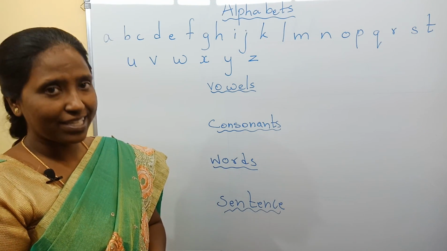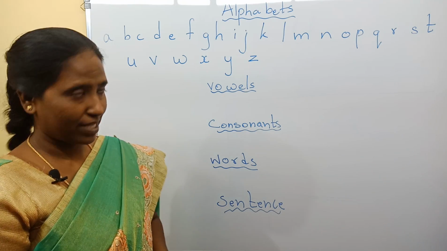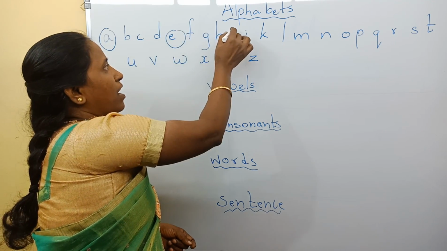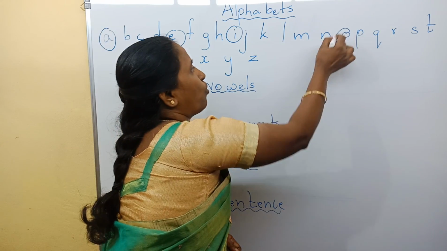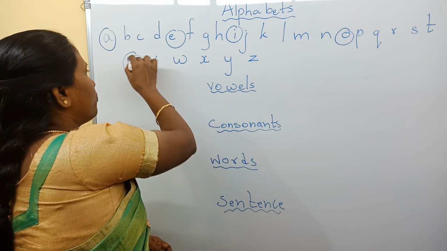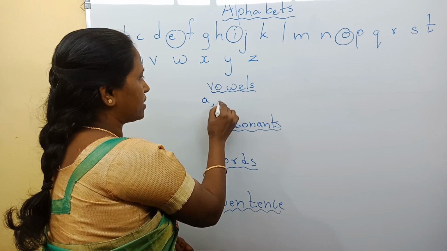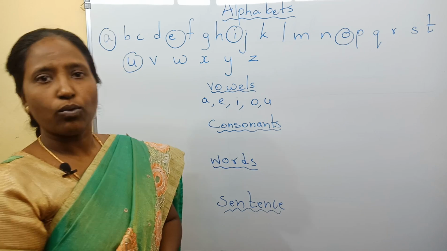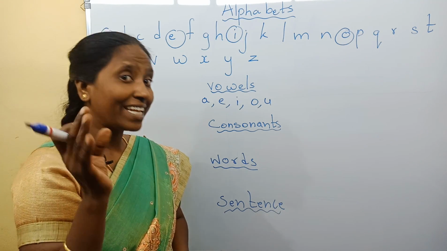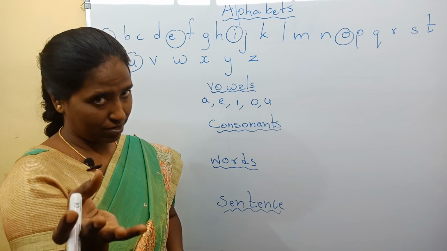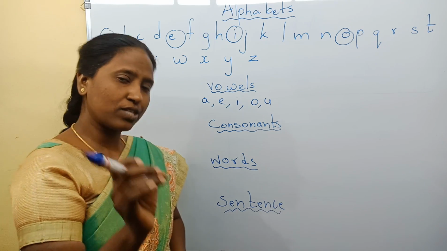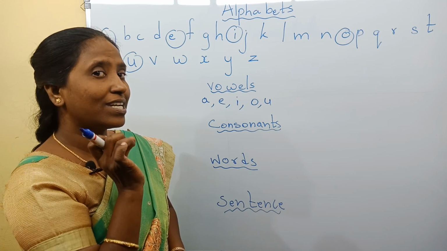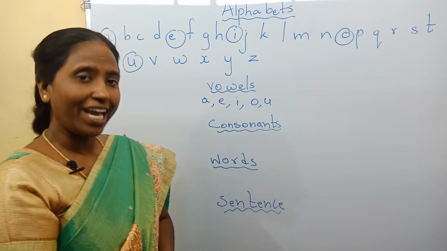Among this we have 5 vowels: A, E, I, O, U. These are our vowels. Vowels are the letters which give the sound. Consonants also have sound, but the vowels are the ones which link one consonant to the other.